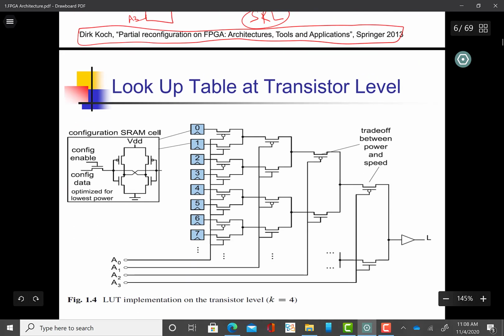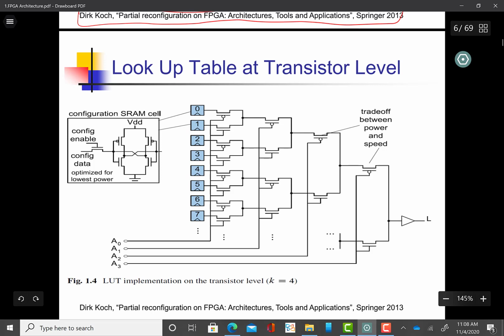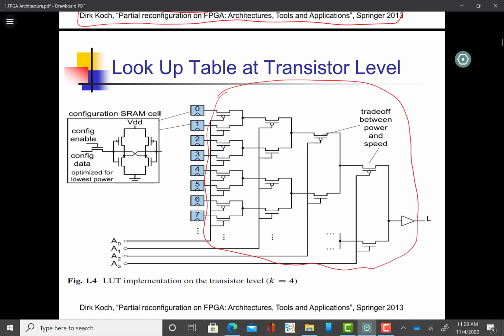Now let's come to the transistor level implementation. In the previous slide, we showed basically that a lookup table is a combination of SRAM cells and a 16x1 mux. But actually, you can visualize it more clearly as this kind of transistor structure. So basically, this is the mux at transistor level. This is just a portion of the 16x1 mux.